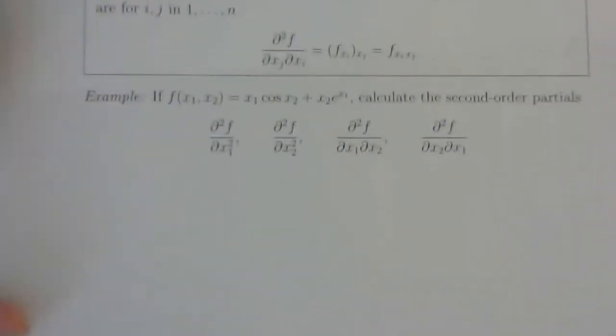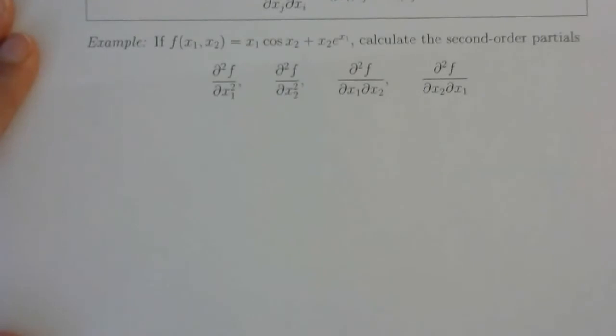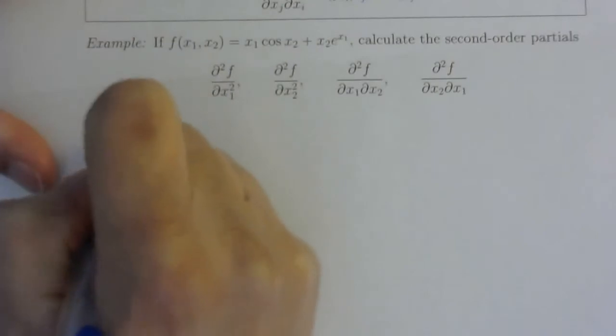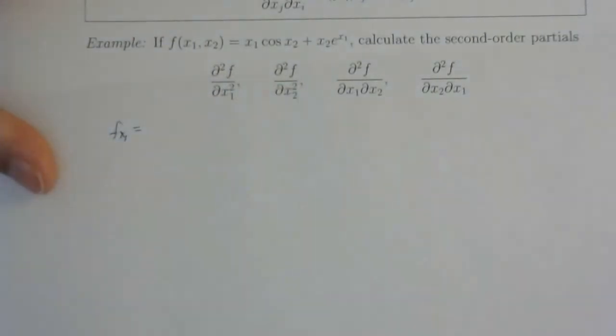So let's do an example here and make sure we remember how to calculate these partial derivatives for this function of two variables. So I think the easiest way is let's calculate the two first partials first.